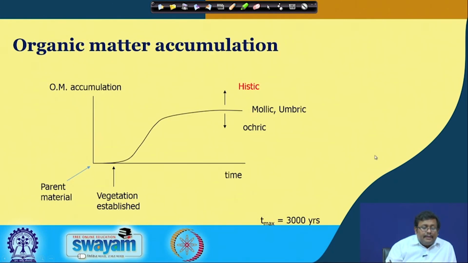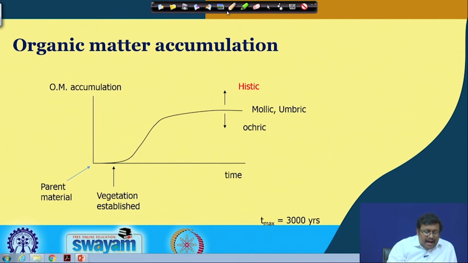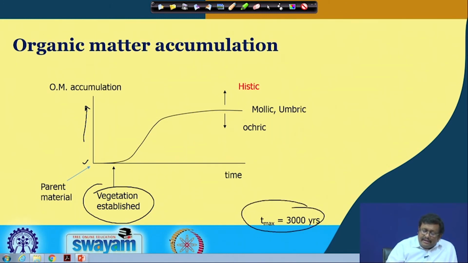Let us see how we can segregate histic, mollic, umbric and ochric. As you see in this graph, the parent material is the starting point of soil formation, we already know that, and on the y axis we are putting the organic matter accumulation. As the soil develops from the parent material, after a certain period of time when the vegetation is established, and after a certain period, you can see here T max is given as 3000 years, the organic matter accumulation will continuously increase and reach a plateau.